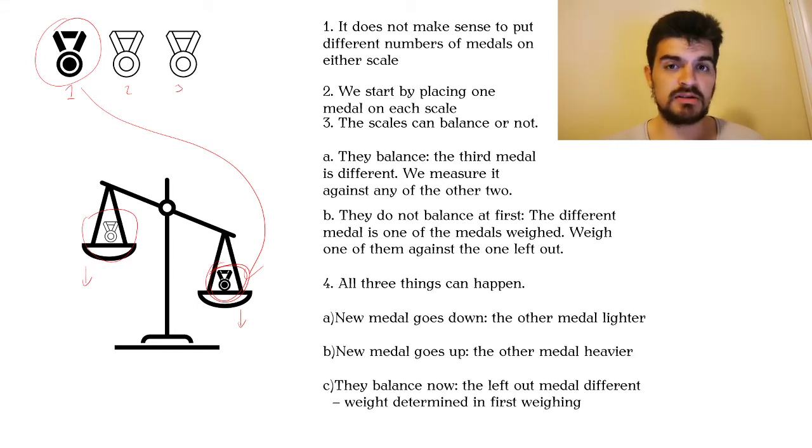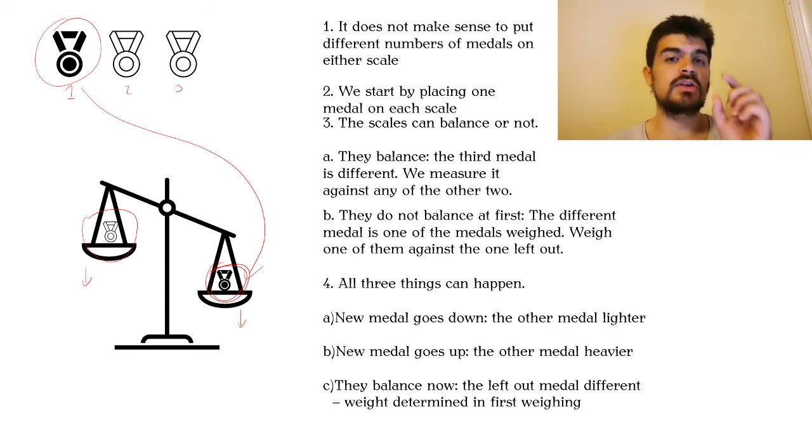Like if the new medal goes down, the one that we didn't pick, that means that the other medal that we already measured and we are measuring again is the odd one and it's lighter, right? If the new medal goes up, that means that the other medal that we have already measured and we are measuring again is odd and it's a heavier one, right?